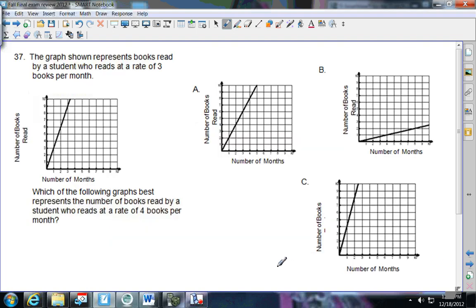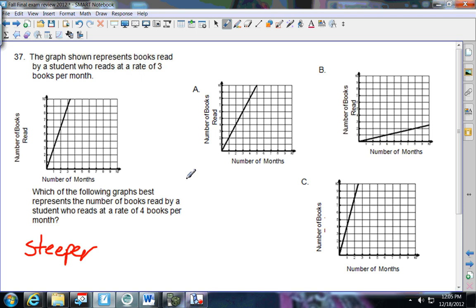Number 37. The graph shown represents books read by a student who reads at a rate of 3 books per month. Which of the following graphs represents the number of books read by a student who reads at 4 books per month? Now, this is saying that the rate is 3 books per month and they want to increase it to 4 books per month. What happens to my line? Is it going to become steeper or flatter? The larger the number, the steeper the line. It's going to become steeper because that 3 and that 4, the rate, that's your slope.